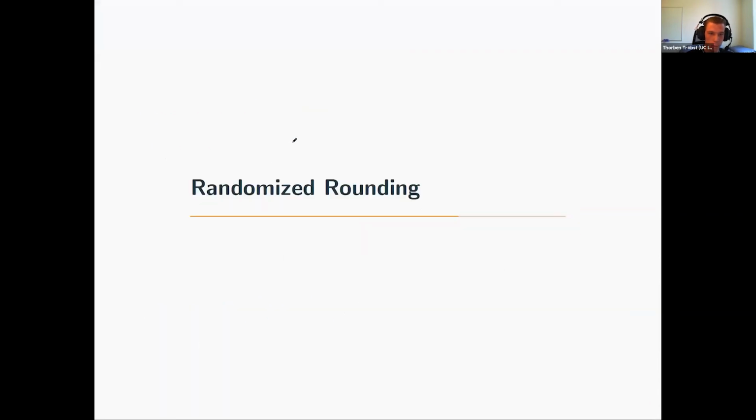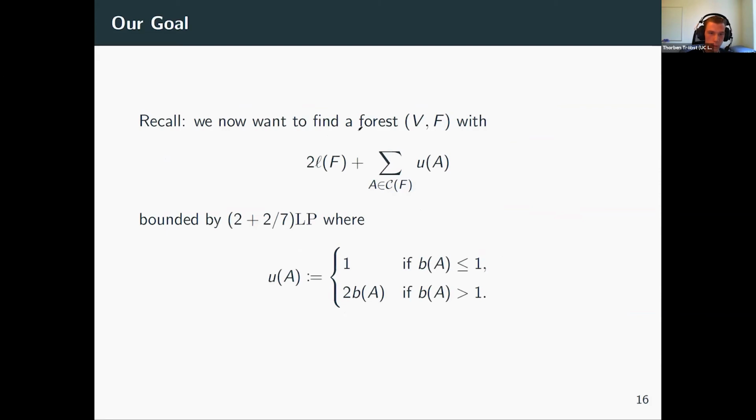They look like this. Okay, so now I'll go into how to round solutions of this type. Recall what we want to do. We want to find a forest which minimizes this quantity, or more particularly, where this quantity should be bounded by 2 plus 2 over 7 times the LP. And the important part here, the hard part, is this right part, the sum of these U functions. This is non-linear. Obviously, this U function again is 1 if the total demand is 1 in a component, and it's 2 times the demand otherwise.